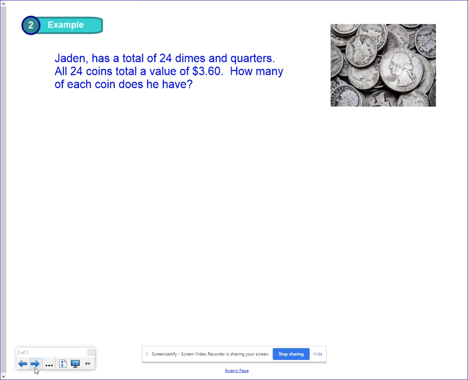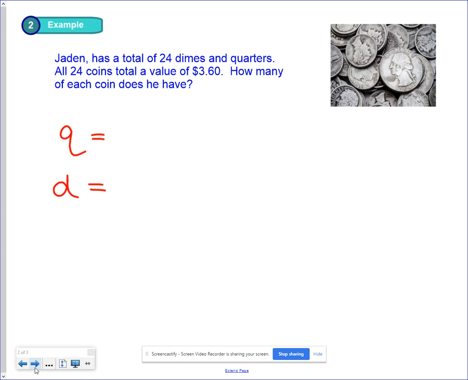All right, let's look at another one. It says Jaden has a total of 24 dimes and quarters. All 24 coins have a value of $3.60. How many of each coin does he have? Again, we're going to define our variables. You can use any variables you want. You can use X and Y if you like using X and Y, but I'm going to change it up and use Q and D.